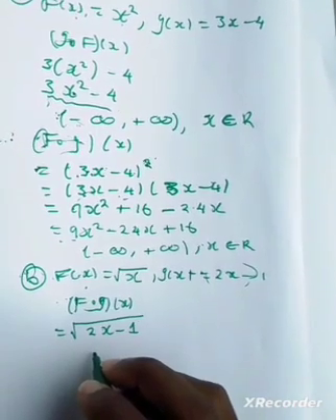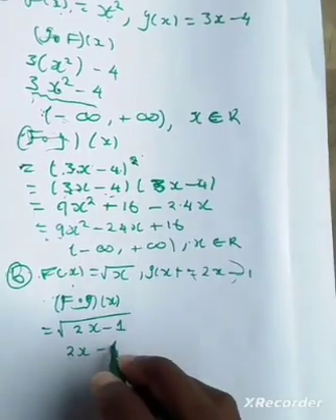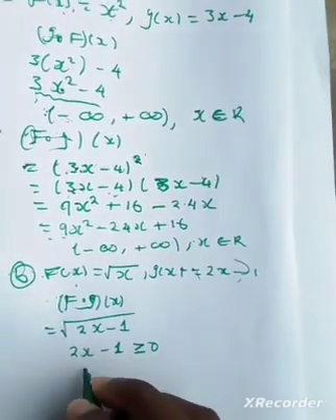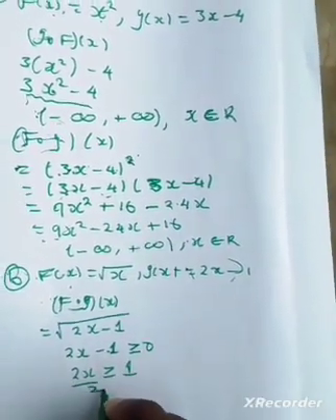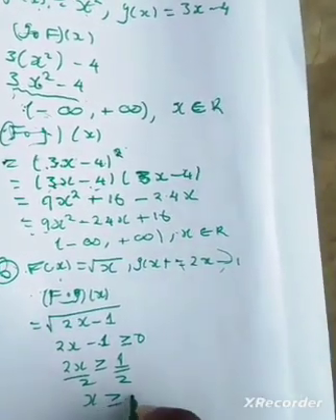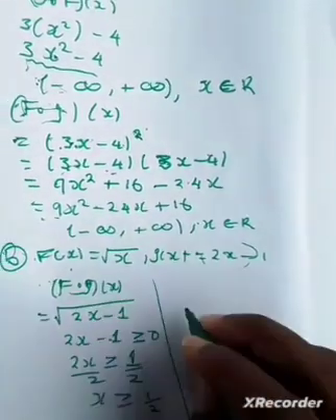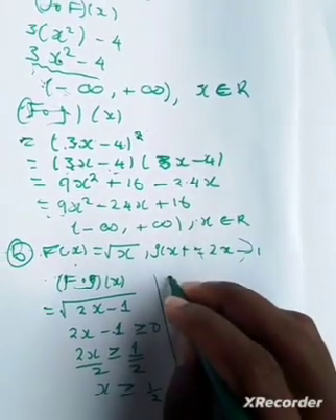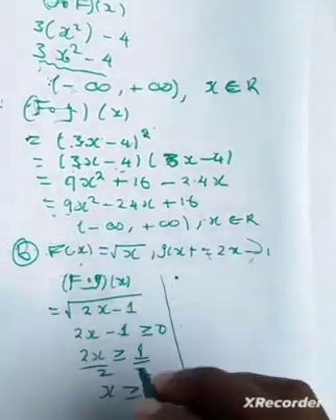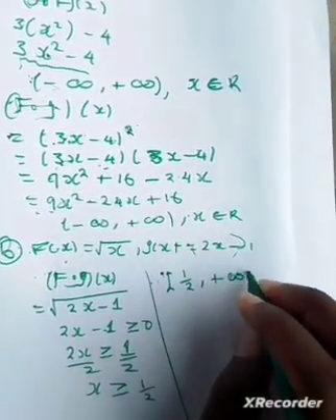So for you to find the domain, you get what is under the square root and say it is greater than or equal to 0. Then take this to the other side, over 2, so x is greater than or equal to 1 over 2, right? We can write this in intervals if you want. Since it's greater than or equal to, it's going to be starting from 1 over 2 to positive infinity.